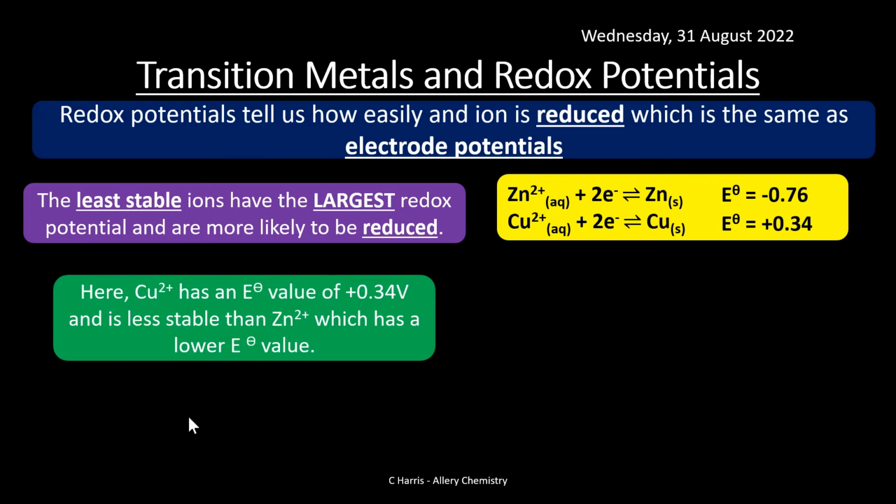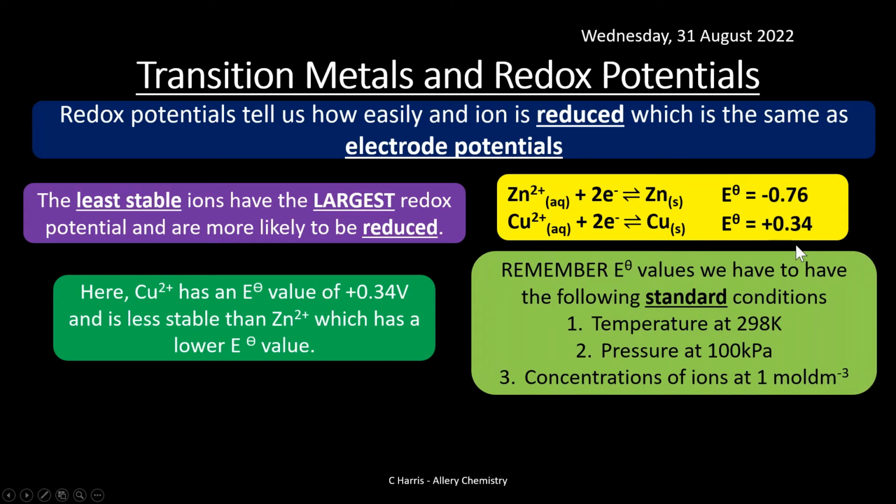So you can see here are your redox potentials when we're reacting these together. Here we've got copper 2 plus, which has an E0 value of plus 0.34 volts, and is less stable than zinc 2 plus, which is here and has a lower E0 value. So we're looking at the stability of these substances.